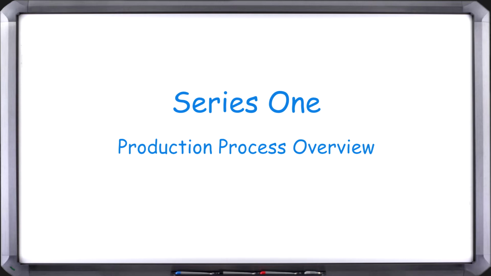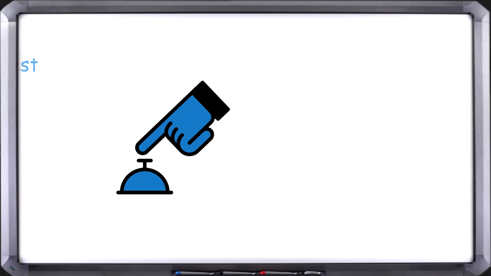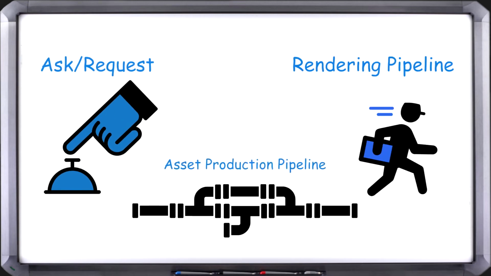In this series, I will go over all the aspects of production, from the very first ask or request to the final delivered product in the game engine or rendering pipeline. And with that, let's begin.